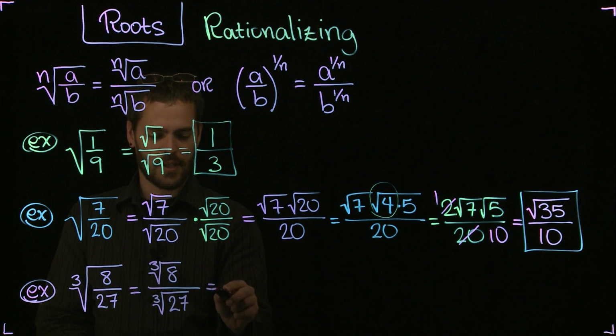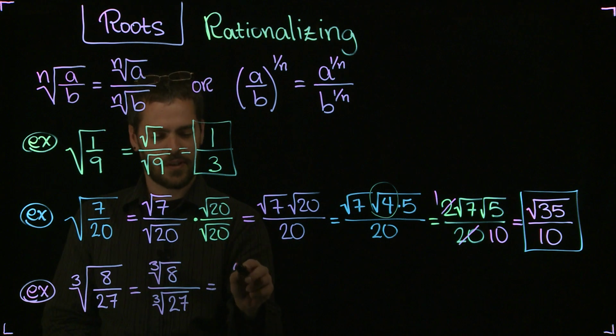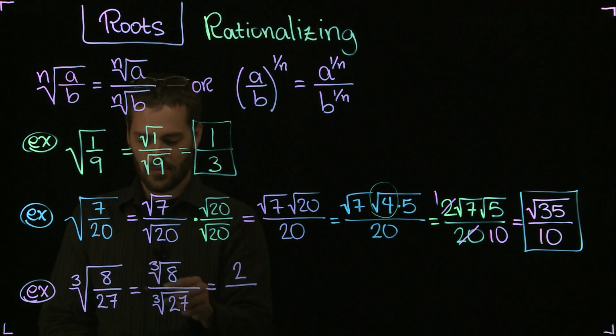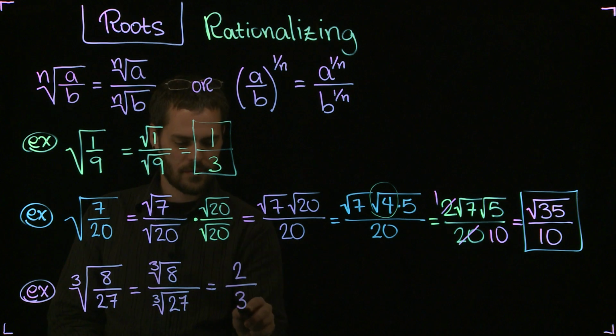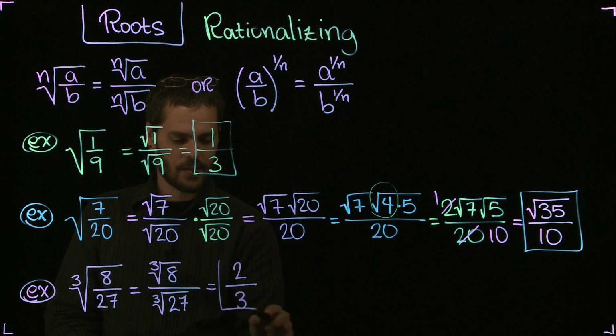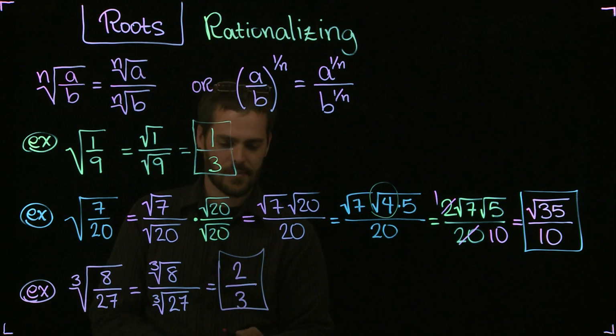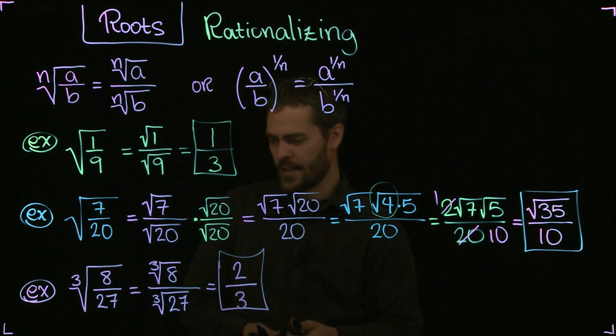And continuing, the cube root of 8 comes out really nice. It's a perfect cube. Comes out to 2. The cube root of 27 is also a perfect cube. Comes out to 3, and so we have our result there. That's simply 2/3. Nice when it comes out like that.